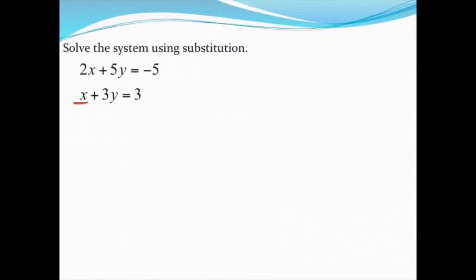If I solve for any of the other variables, that would work, but I'd end up having to divide by 2 or dividing by 5, and I don't want to work with fractions, I don't want to work with decimals if I don't have to. So let's take this bottom equation and rearrange it so I solve for x. So I'll need to subtract 3y from both sides. So my new equation is going to be x equals negative 3y plus 3. So now I'm free to go ahead and start substitution.